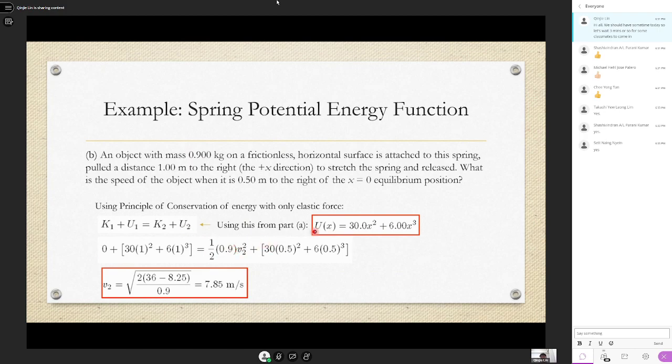Then for U2, you have the potential energy function, right? You put it here, but now you substitute this x equals 0.5, because that's the position that we are talking about. Then in this whole equation over here, you see only v2 is the unknown. If you solve for that, you will get the speed at which it is traveling at that point.